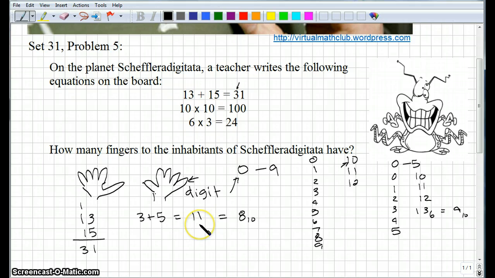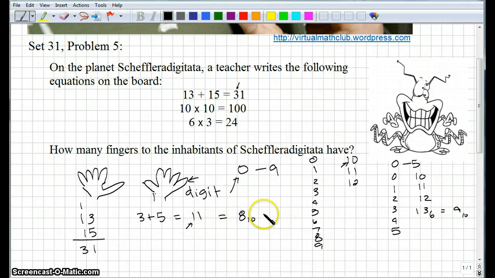The digits ran out at some point, and then they started keeping track of however many digits they ran out at with this place value, and then they added one more.